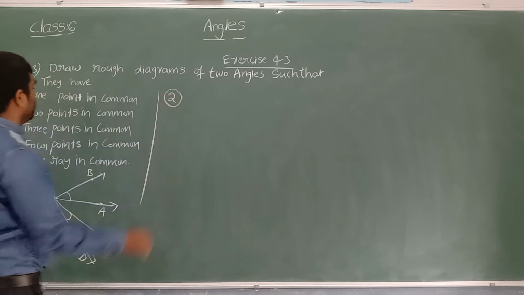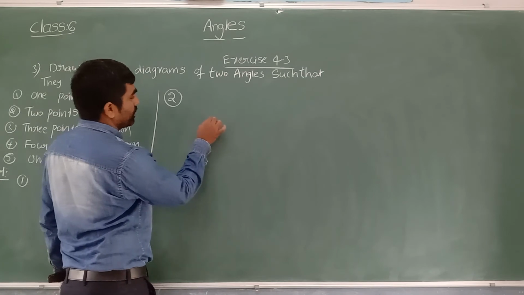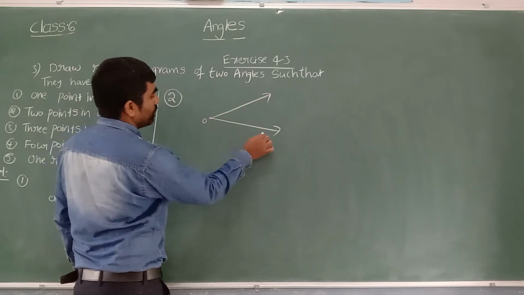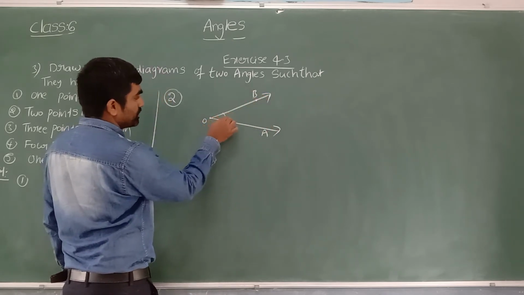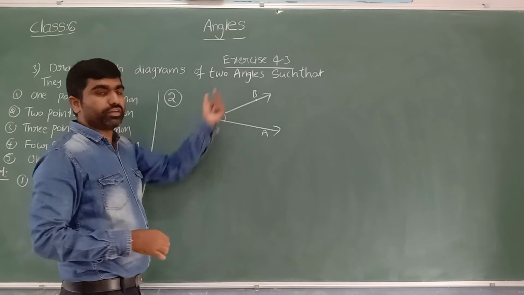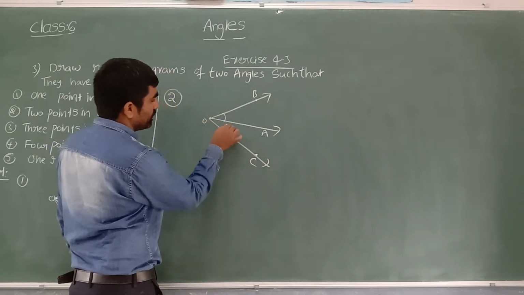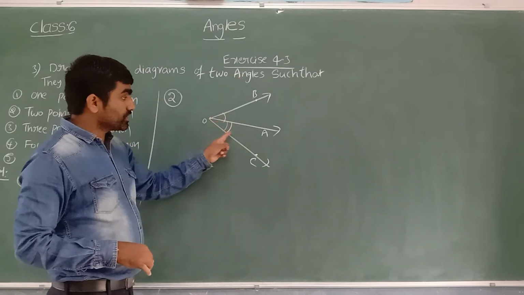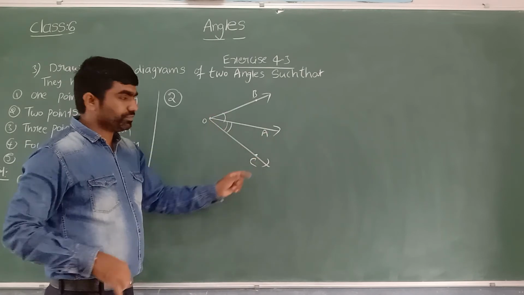We'll go to the second one now. 2 points in common. So let me take one vertex. Draw one ray, another ray. So name it OA and OB. So here we can see one angle. They are asking to draw two angles. Let me draw one more ray. Name it C. This is the second angle. Yes. Two angles. One is angle AOB and the other one is angle AOC.